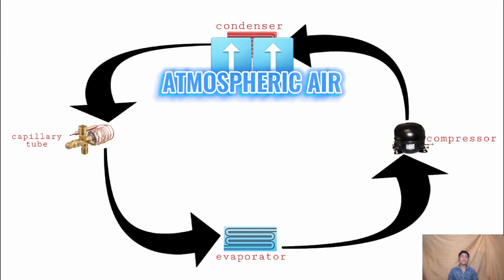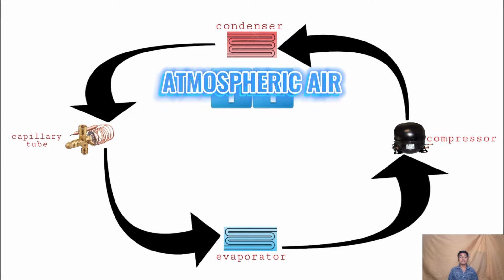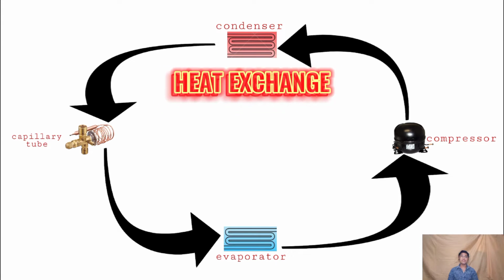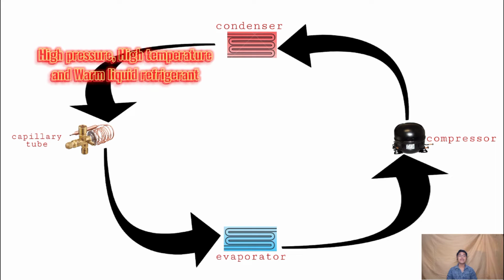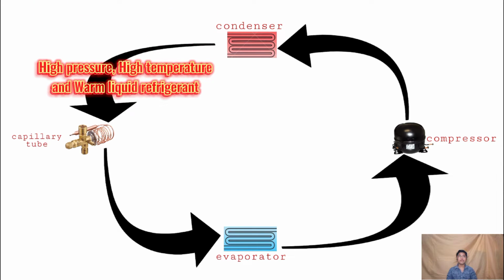So kapag nagkasalubong yung dalawa, yung refrigerant and yung atmospheric air sa copper tubings, doon nag-i-start yung process ng heat exchange, kung saan yung init ng refrigerant ay ipapasa niya sa low temperature air. After that, i-reject naman siya palabas sa surroundings. Kaya nagkakaroon ng heat rejection dito sa condenser side. After that process, i-discharge naman siya ni condenser. I-discharge ngayon ni condenser yung refrigerant in high pressure na, high temperature, and warm liquid refrigerant na.